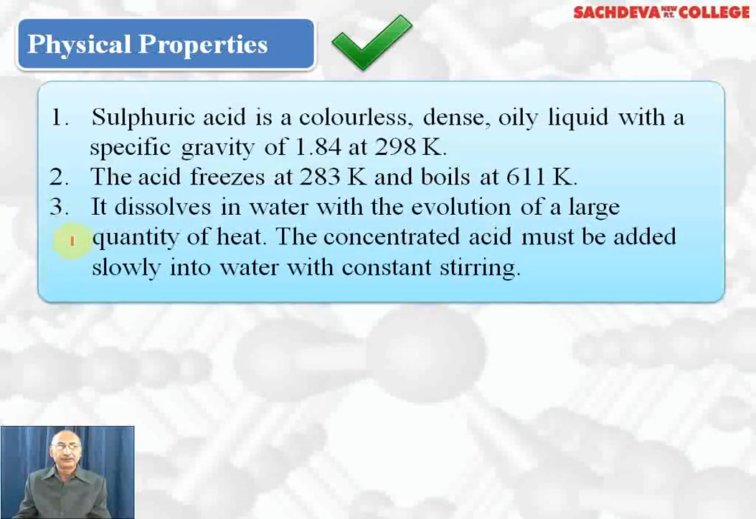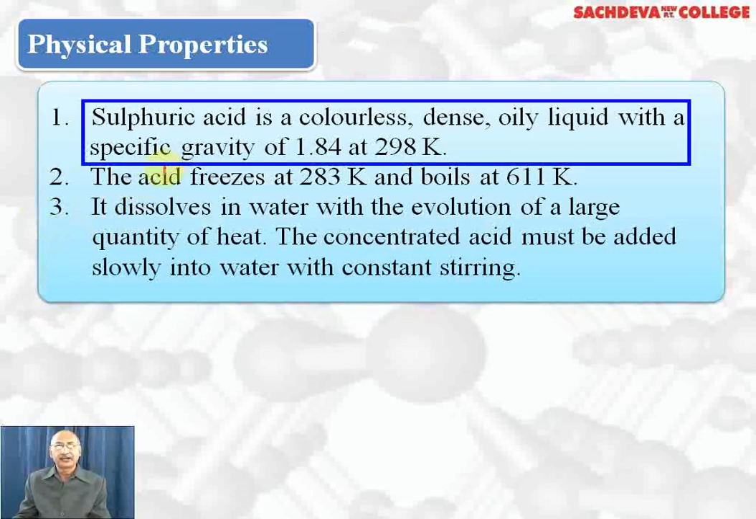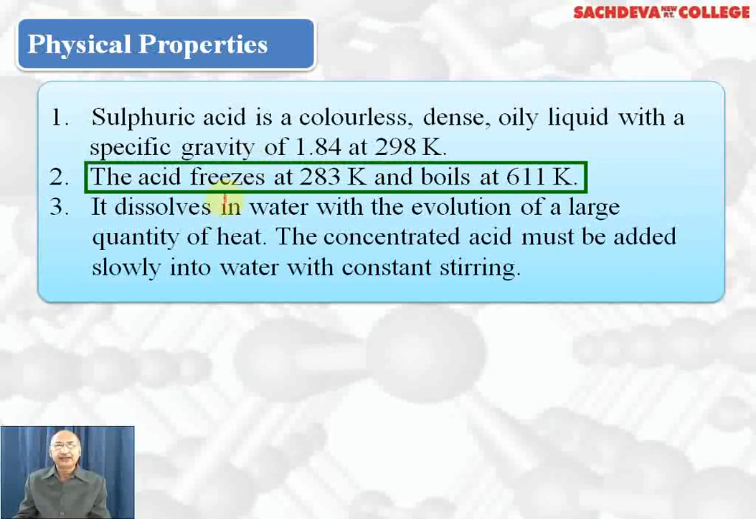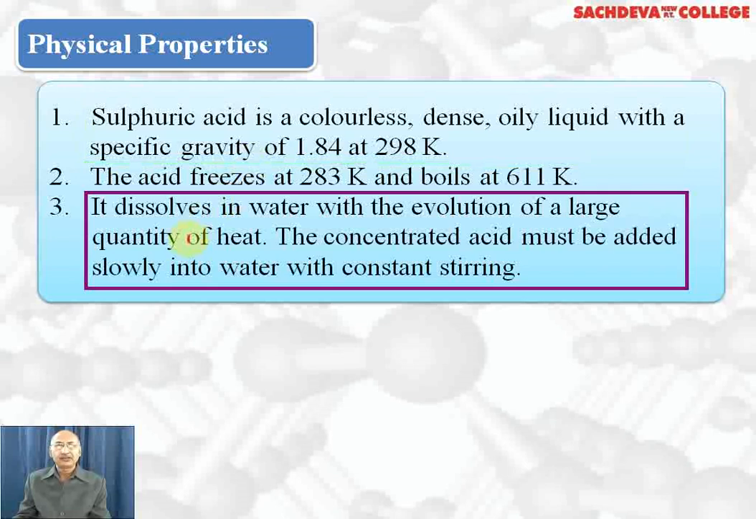Physical properties of sulfuric acid. Sulfuric acid is colorless, dense, oily liquid with a specific gravity of 1.84 at 298 Kelvin. It is due to intermolecular hydrogen bonding that it is oily liquid. The acid freezes at 283 Kelvin and boils at 611 Kelvin. It dissolves in water with evolution of large quantity of heat. So its dissolution is highly exothermic process.